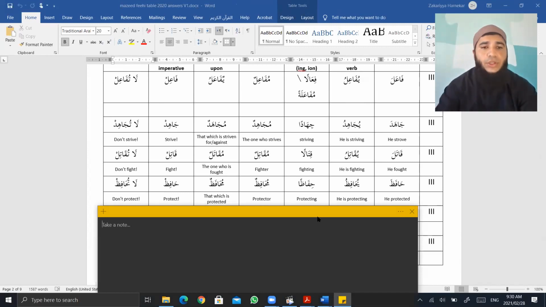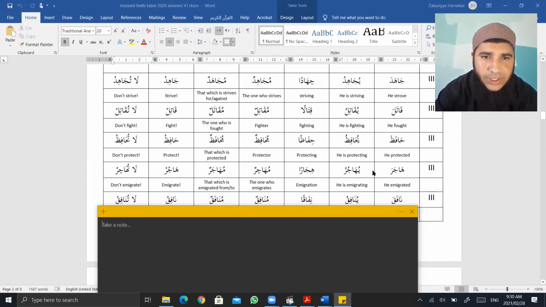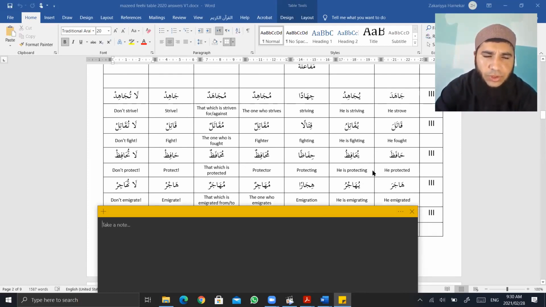حافظ, يحافظ, حفاظا, محافظة, محافظ, محافظ, حافظ, لا تحافظ. It means to protect. Allah used that in the Quran. حافظوا على الصلوات والصلاة الوسطى. We'll see that in our Quran examples.